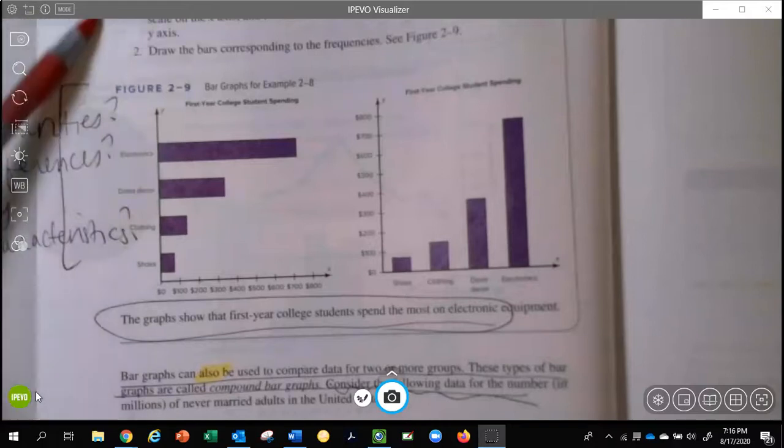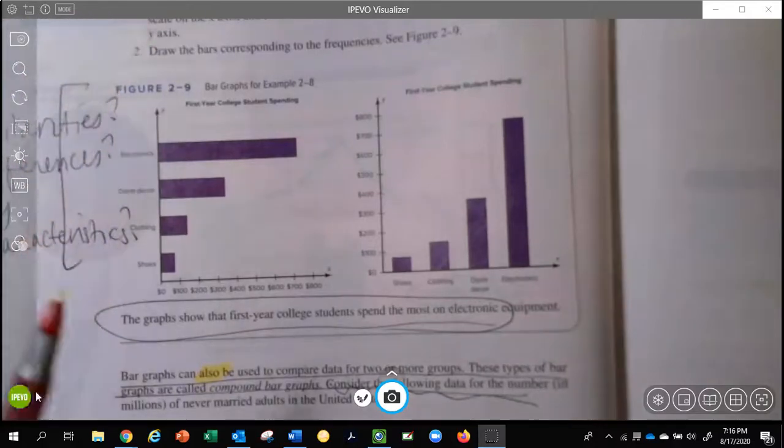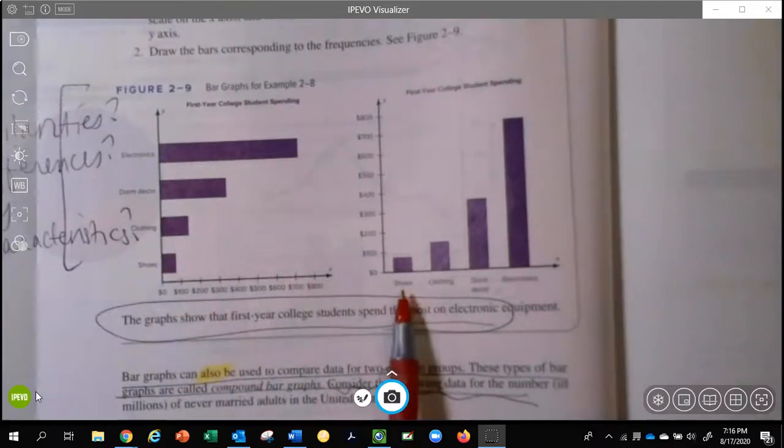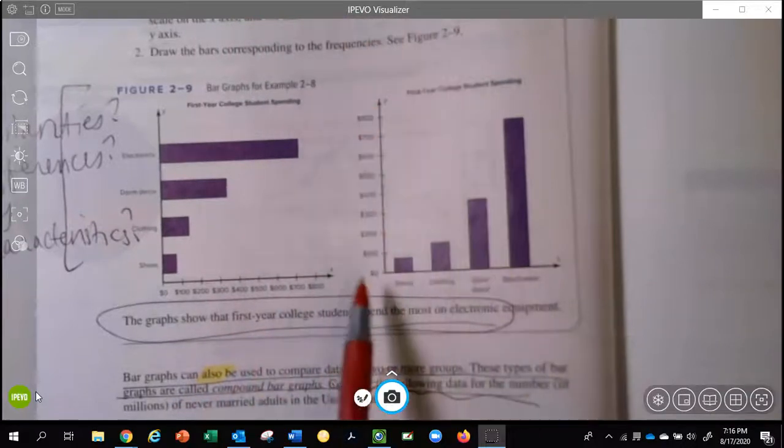So make sure you know how to draw a bar chart. Notice there is space in between, because it's just like right here, the shoes. The shoes go up to almost 100. Well, the shoes are actually 72.